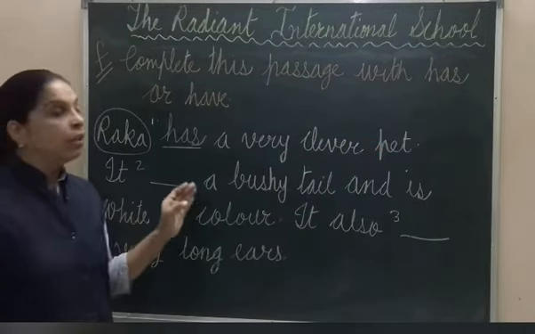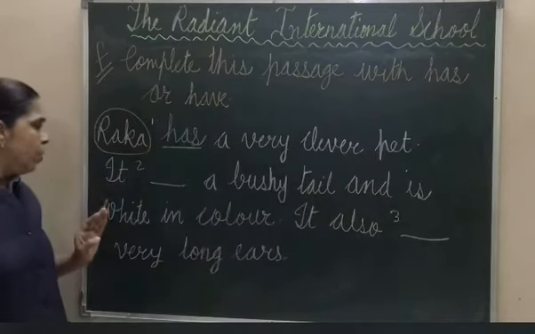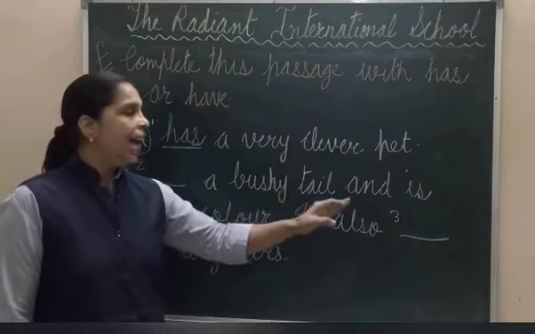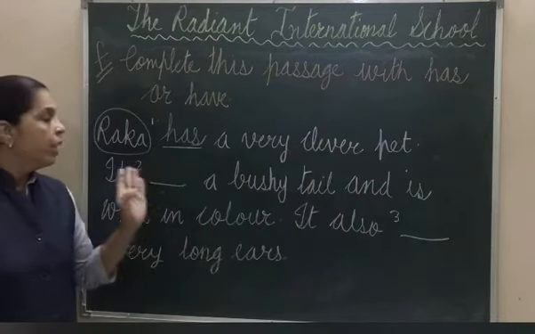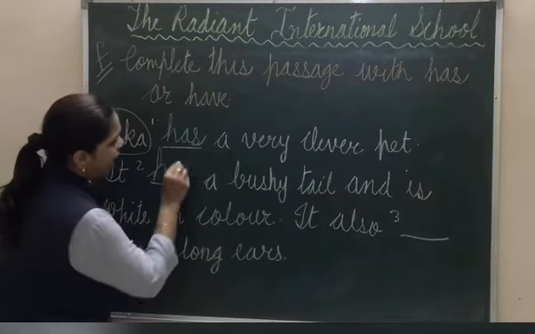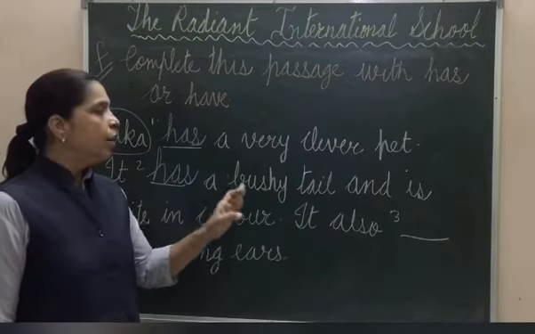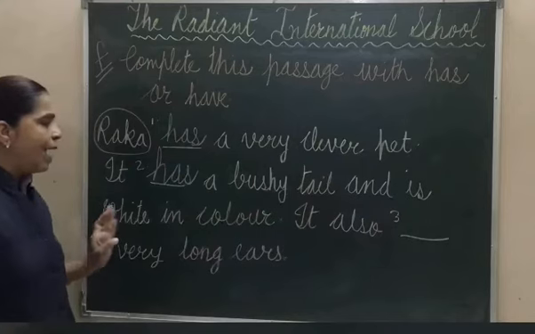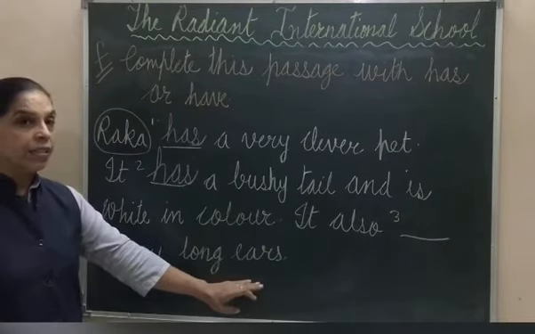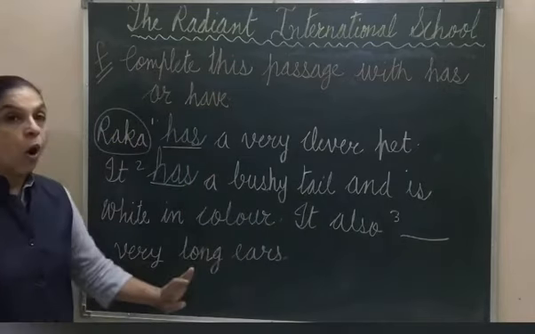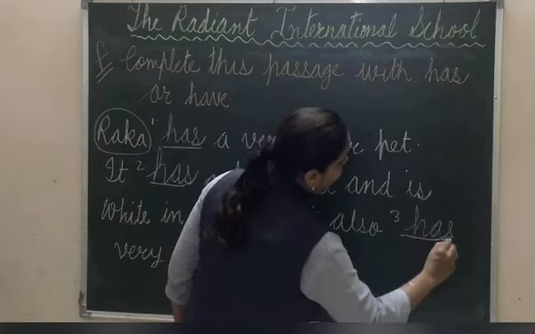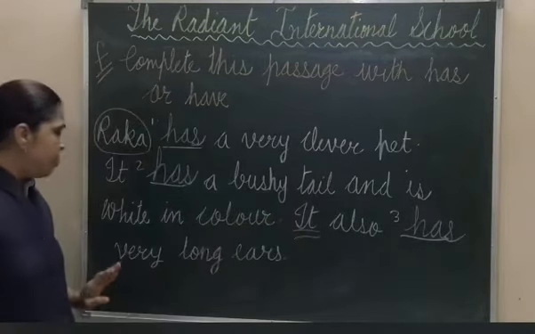It has a bushy tail and is white in color. Now what will come over here? It is a singular pronoun. So here it will come again has. It has a bushy tail and is white in color. It also has very long ears. Now it is a singular pronoun. So here it will come has. It also has very long ears.